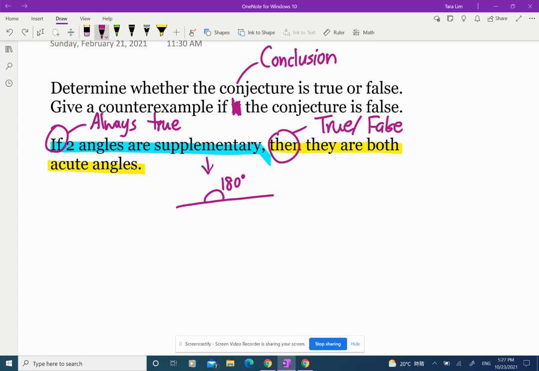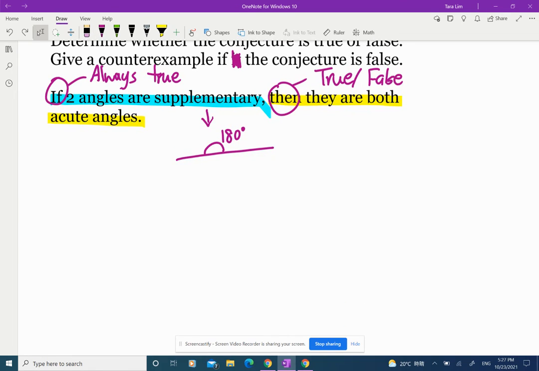It says two angles are supplementary, so we know that there are two angles. We have a line, and we know for sure that it is 180 degrees, and it is made up of two angles. It does not say exactly what the measure of both angles are. So we can draw like this, or like this, or like this. It can be anything. So let's say I draw it like this. Now we have two angles, and both angles add up to 180 degrees.